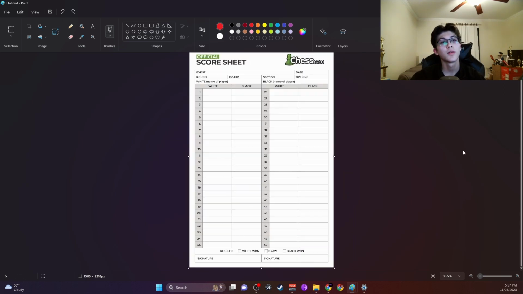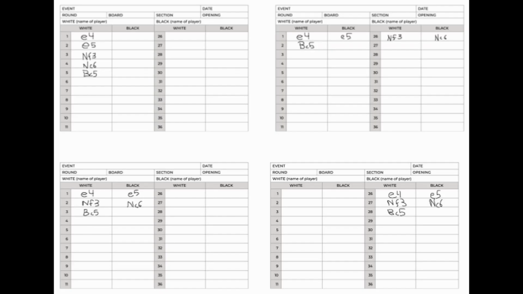So before we move on, here's a quick quiz to make sure you have everything down. On the screen I have a few notation sheets, but only one of them is filled out correctly, and it's your job to figure out which one is right. Your time starts now.